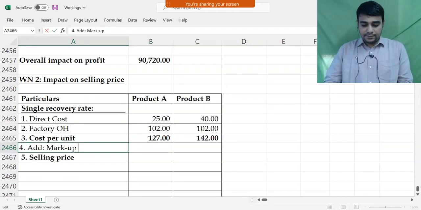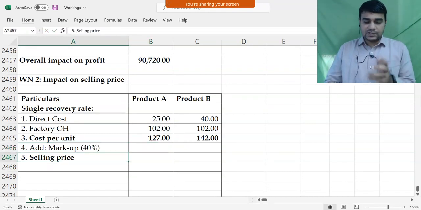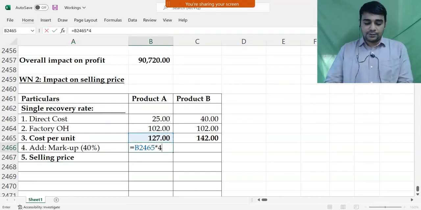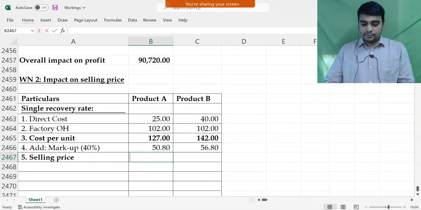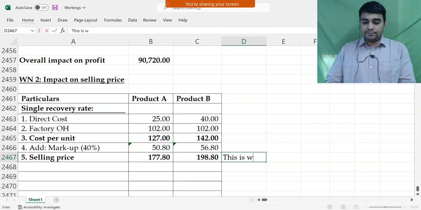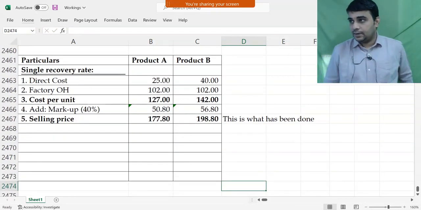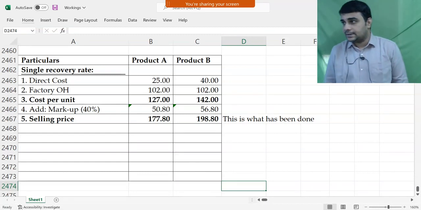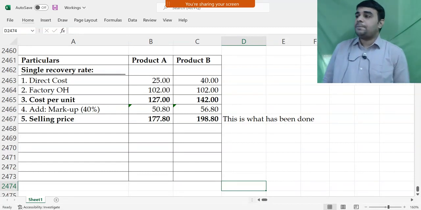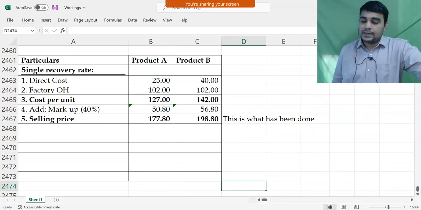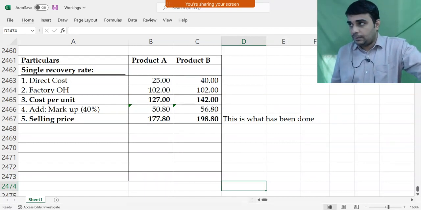How much markup do they want to add? This may not be technically the profit because there are some selling overheads. We don't know that. But they wanted to add 40% to this. This is what has been done. Then we will calculate what could have been done and they wanted the difference in selling price. They would have fixed selling prices of 177.8 and 198.8. This may not be the right price.